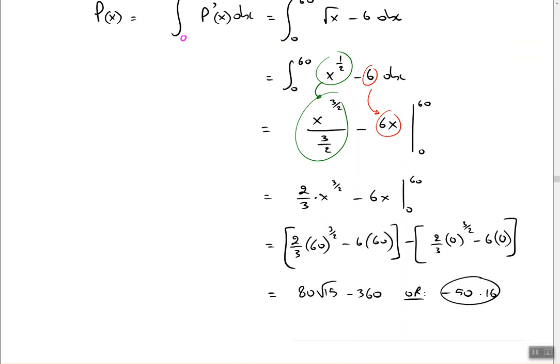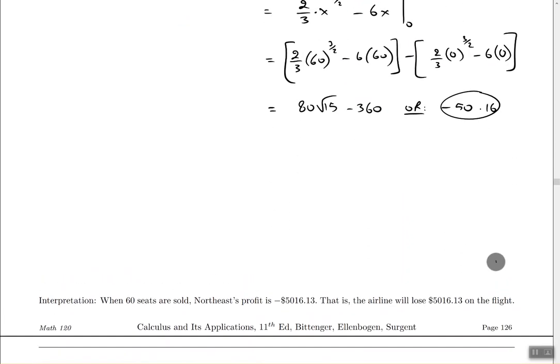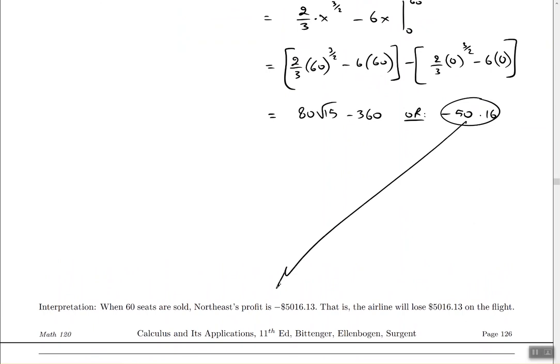If you're interested in the exact solution, it's 80 square root of 15 minus 360. Or the decimal version of this, it's negative 50.16. And I wrote the solution and what it means down here for you, so you don't have to worry about writing it down. Selling 60 seats is a bad idea for this company. They're going to end up losing $5,016.